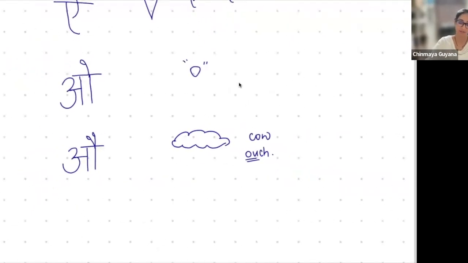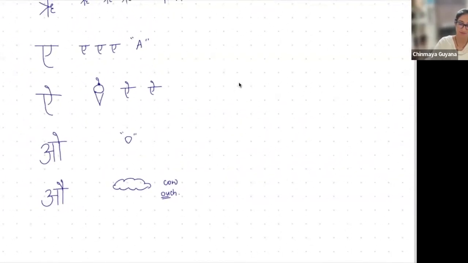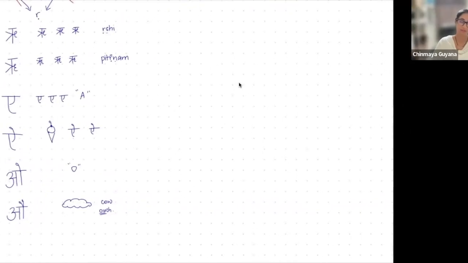So you please practice those ones. And tomorrow we'll, let me just review now. So we did r, say r, and then a, a, and finally, o, o, o.